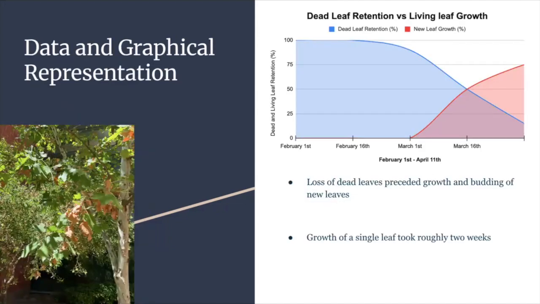So here's a little graphical representation of the dead leaf retention versus living leaf retention. On the x-axis, I just have a little timeline that goes about every half month or so from February until April. As you can see, the blue decreases and then meets living leaf retention sometime around March 16th. This was obviously not a perfect 50-50 meeting point, but it was pretty darn close.